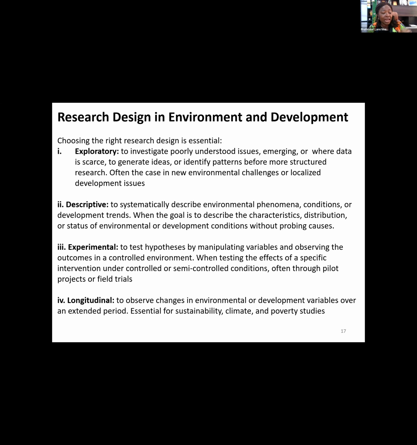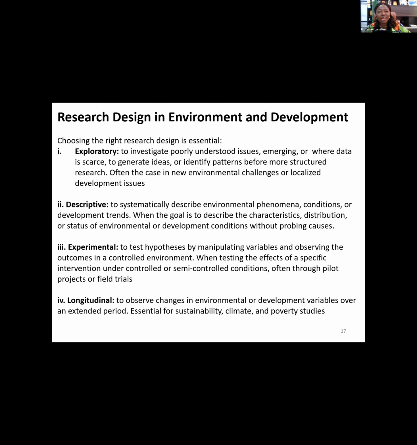Now, longitudinal, like Richard was explaining to us, and you are all muted. I wanted to know the name of the second person who spoke to us, okay? To observe changes in environment. That's ADECA, yes? Yeah.